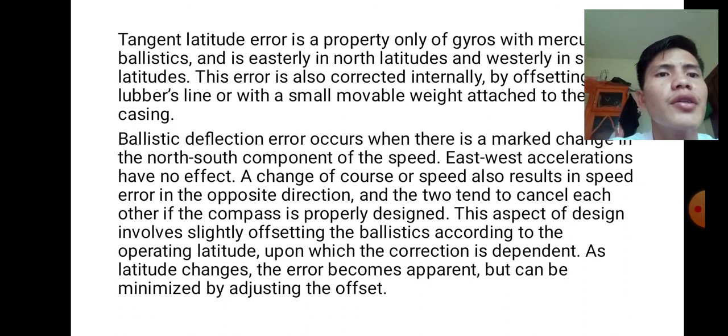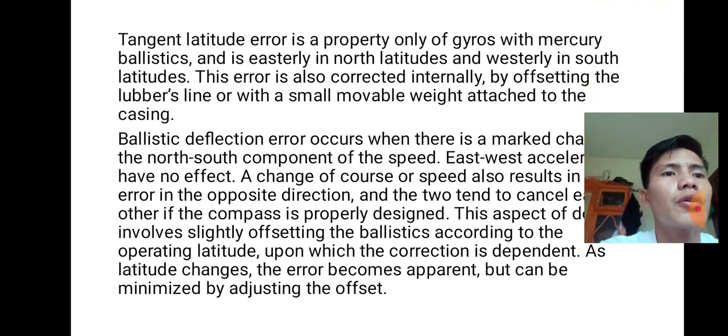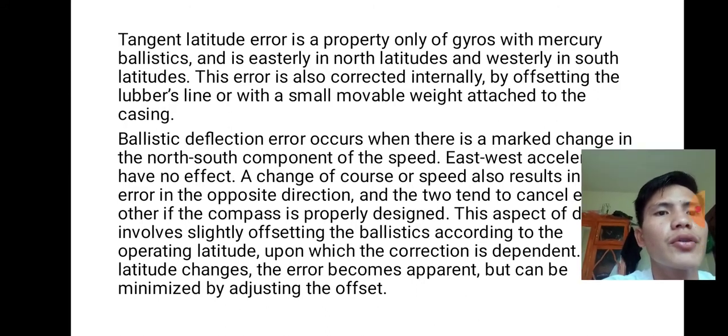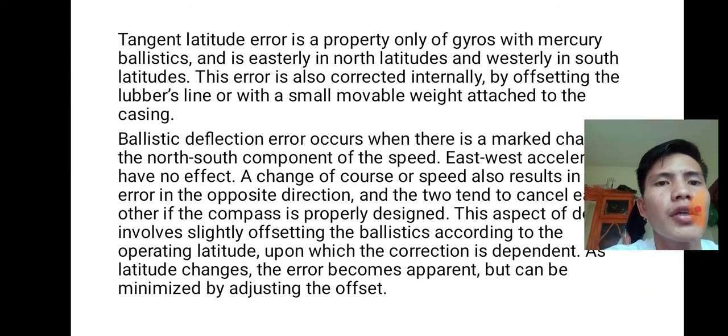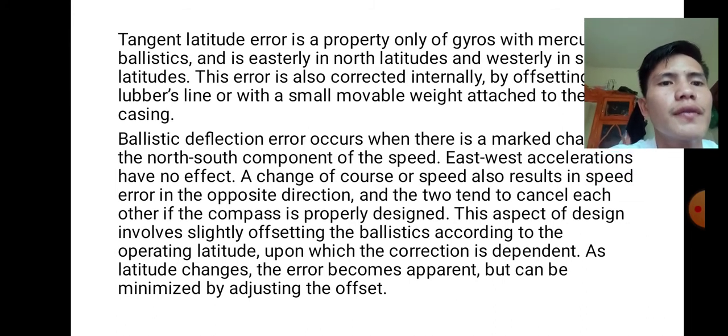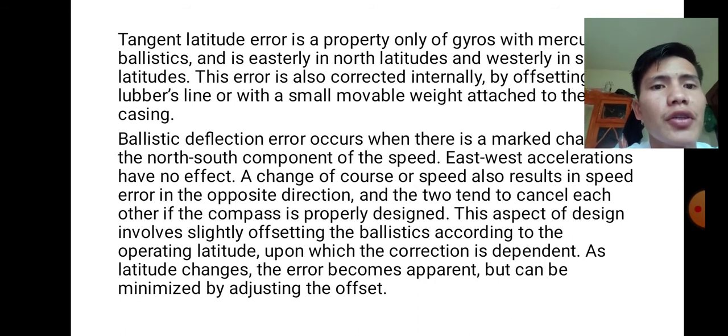Tangent latitude error is a property only of gyros which use mercury ballistics, and is easterly in north latitude and westerly in south latitude. This error is also corrected internally by offsetting the lubber's line or with a small movable weight attached to the casing. Ballistic deflection error occurs when there is a marked change in the north-south component of the speed. A change of course or speed also results in speed error in the opposite direction.